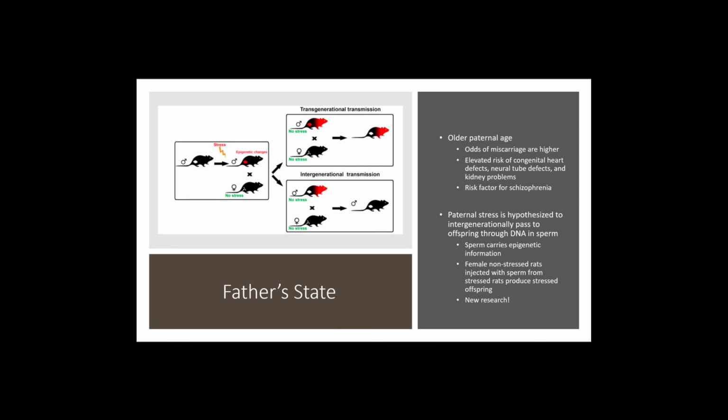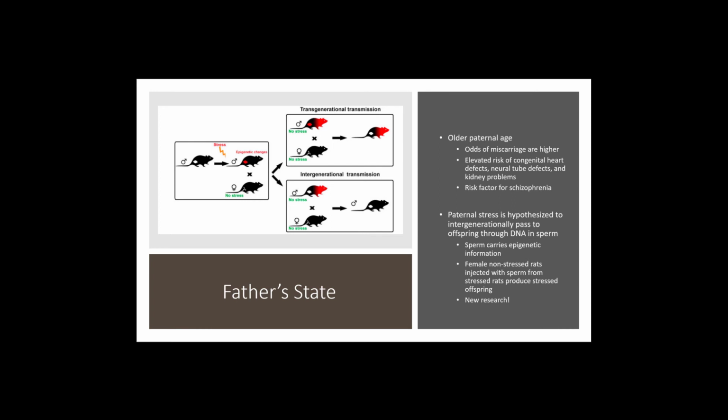Now, this is interesting. Historically, we have focused on the maternal impact of stress on offspring development, and for good reason. We've found that it matters. But also, new research has found that paternal stress and paternal biological factors impact offspring development. So, for example, older paternal age is associated with higher odds of miscarriage, elevated risk of neural tube problems, kidney problems, and is a risk factor for schizophrenia in their offspring.